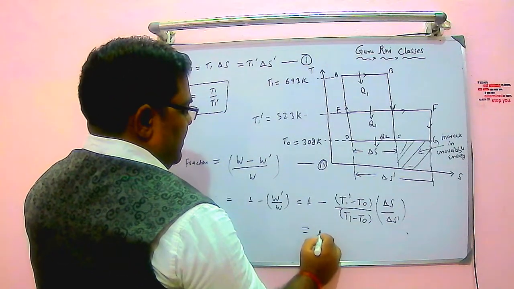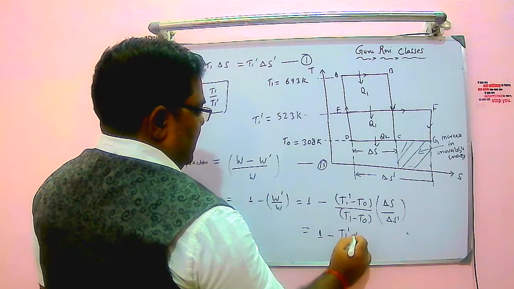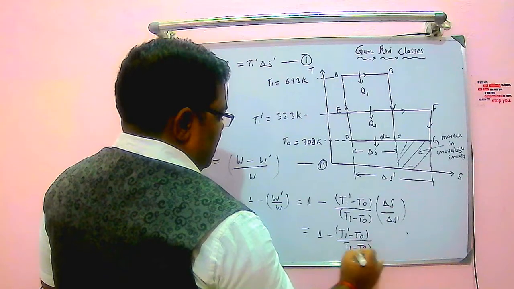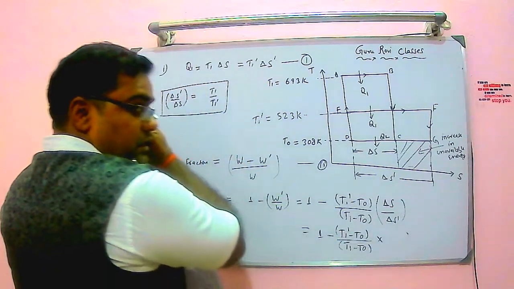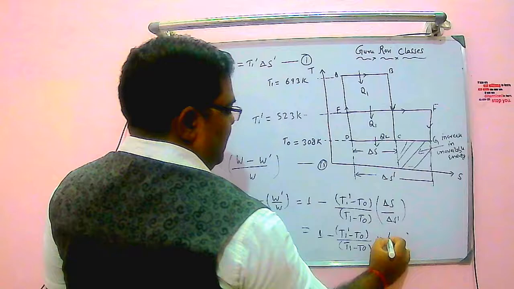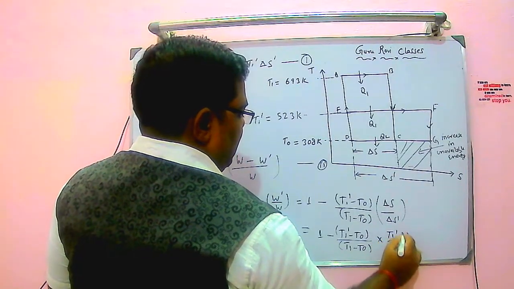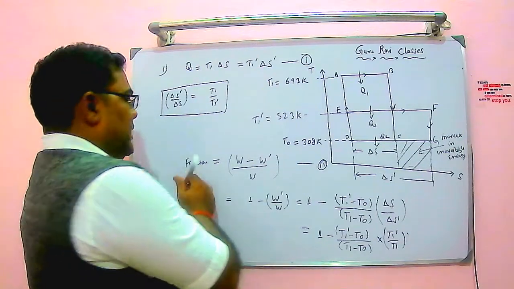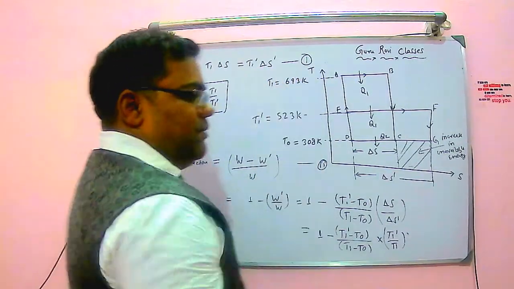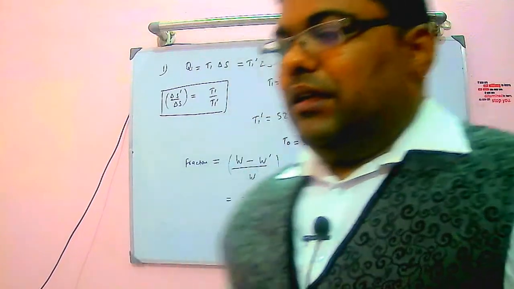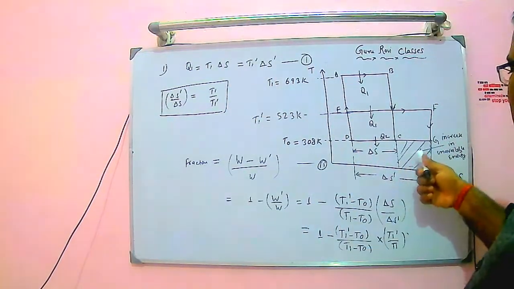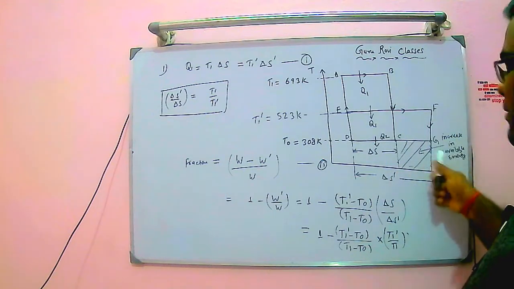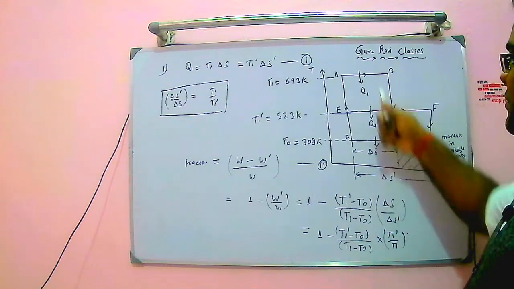So this is the reverse of this. So you can write this as 1 minus (T1 dash minus T naught) divided by (T1 minus T naught) into, this is inversely of this, so I can write T1 dash divided by T1. Clear? You got this. So this is the fraction of available energy which is going to be rejected, to increase the unavailable energy, right, due to irreversible heat transfer.